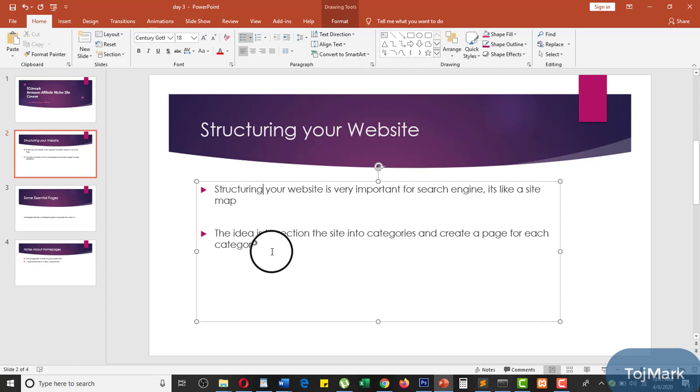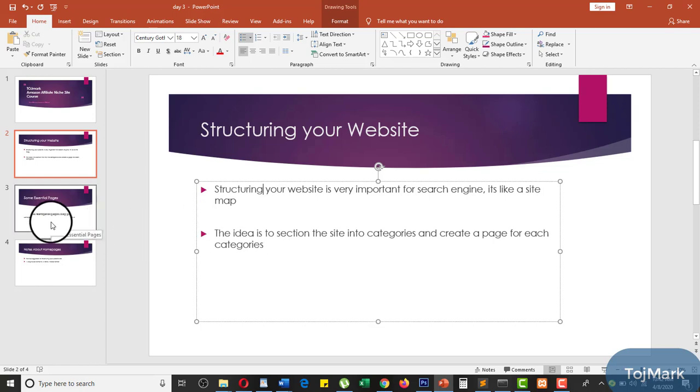Once you have determined the niche that you want to venture into and you have done your keyword research based on that niche, all those keywords you have to categorize into different categories, like maybe three. And all the keywords must be relevant to the categories that you categorize them into. Okay, for you to understand what I'm trying to say, I will use two to three websites to explain what it means by structuring your website.